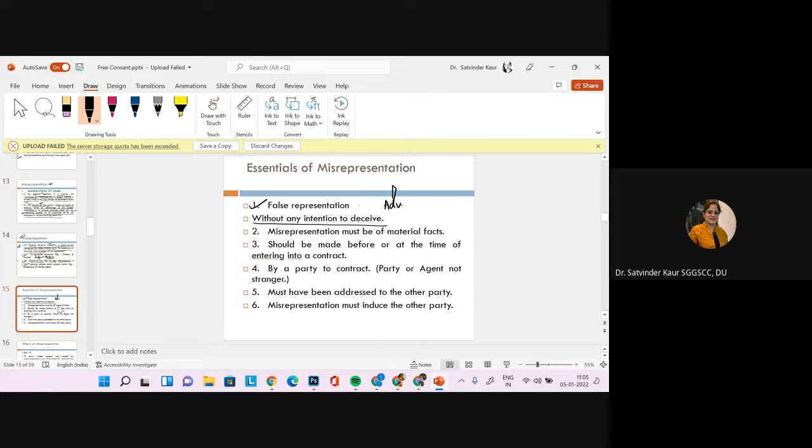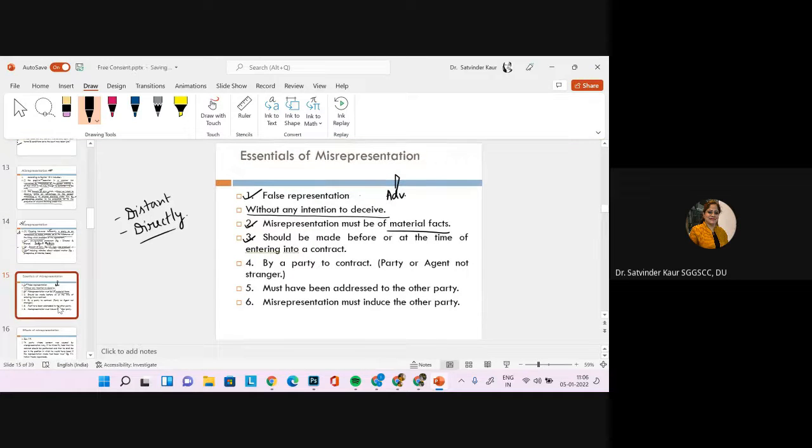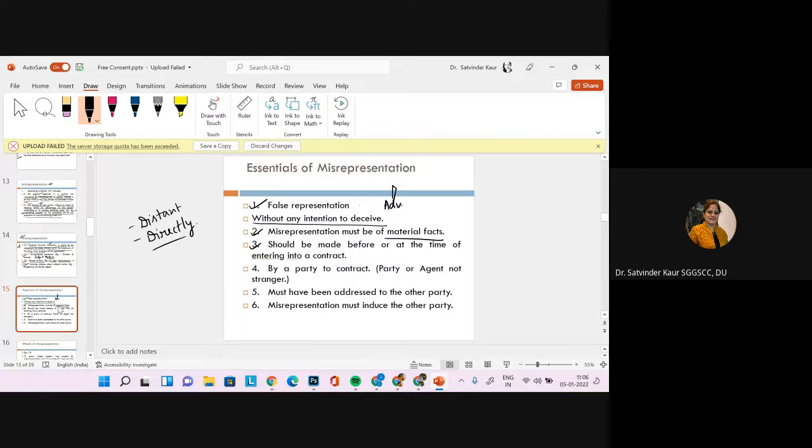Then misrepresentation must be of material facts. If you are talking about any distant thing or anything which is not directly related to the contract, then in that particular case this will not amount to misrepresentation. It should be directly related to the subject matter of the contract and must affect the consent of the party. If it had not been made, the other party would not have entered into the contract. Then it should be made before entering into the contract. If it is made afterwards, it does not affect the decision, it will not be covered under misrepresentation, hence will not give you the right to set aside the contract.